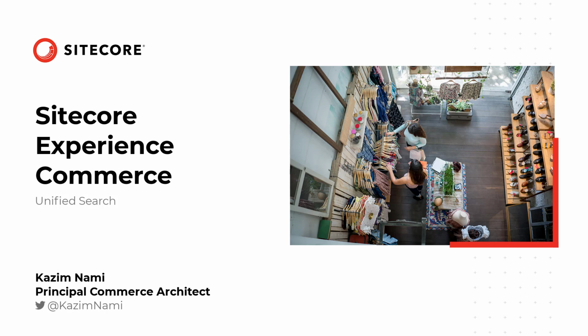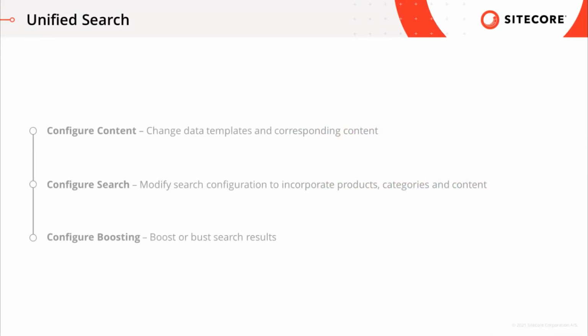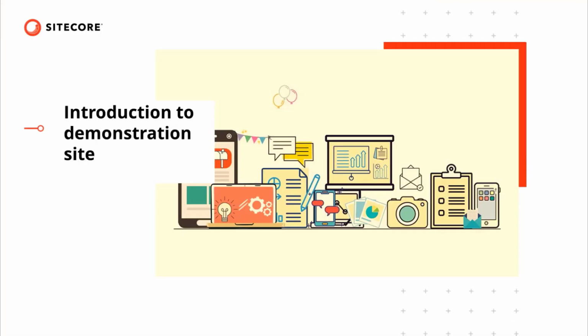I'm going to be taking you through how to configure a unified search across one of your storefronts, across both structured and unstructured data. We're going to start off with how to configure the content, make changes to it in order to support. We're also going to go through how to configure search itself, and then also, finally, how to configure boosting in order for those optimal results.